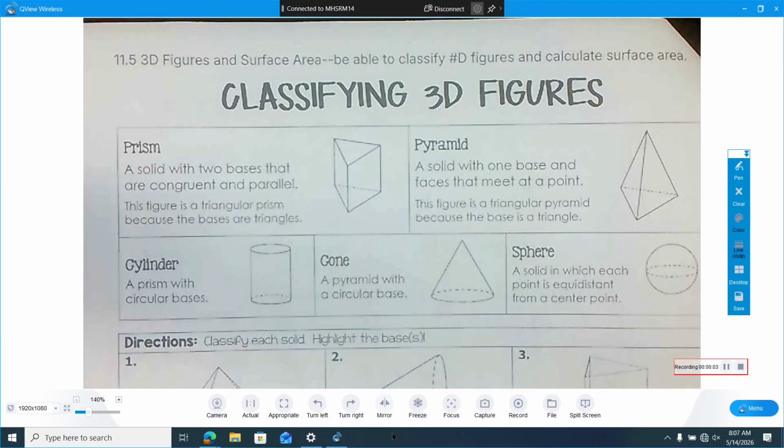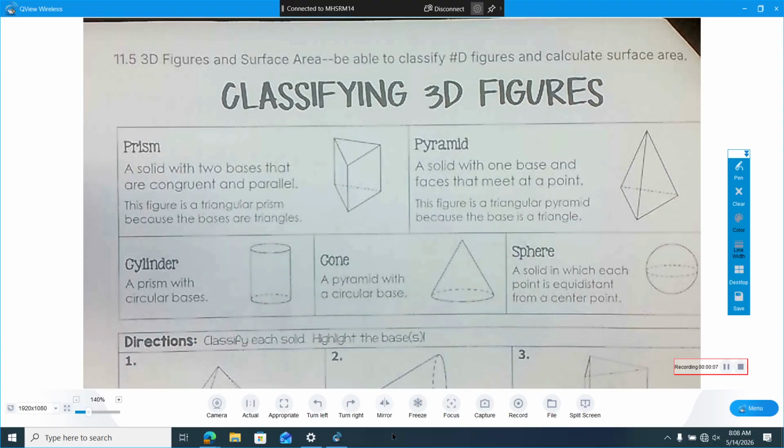All right, here we go. So you are going to want something to highlight or denote. Here we go. So we have kind of a lot to do today.